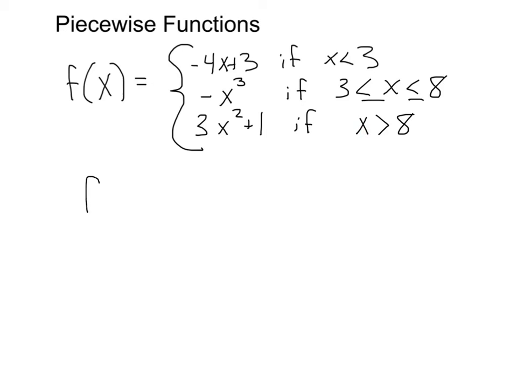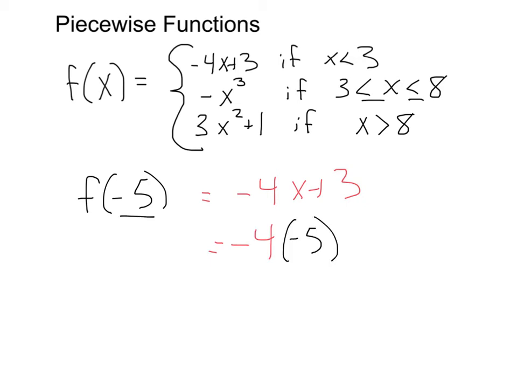So first, let's go ahead and see if we can find f of negative 5. Now, my negative 5, I'm going to take over here and see which category it falls in. Well, negative 5 is less than 3, so I'm going to be using this function, negative 4x plus 3. And I'm going to be plugging into the x my negative 5. So instead of x, I'll put negative 4 times negative 5 plus 3. And my answer is going to be 20 plus 3, which is just 23.